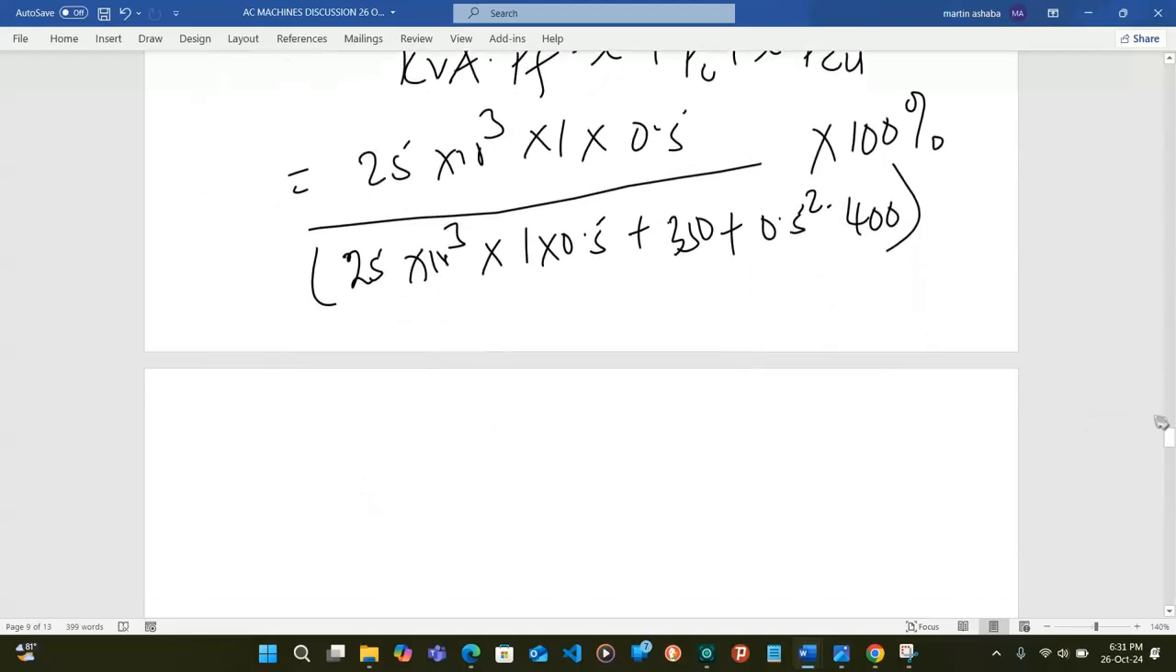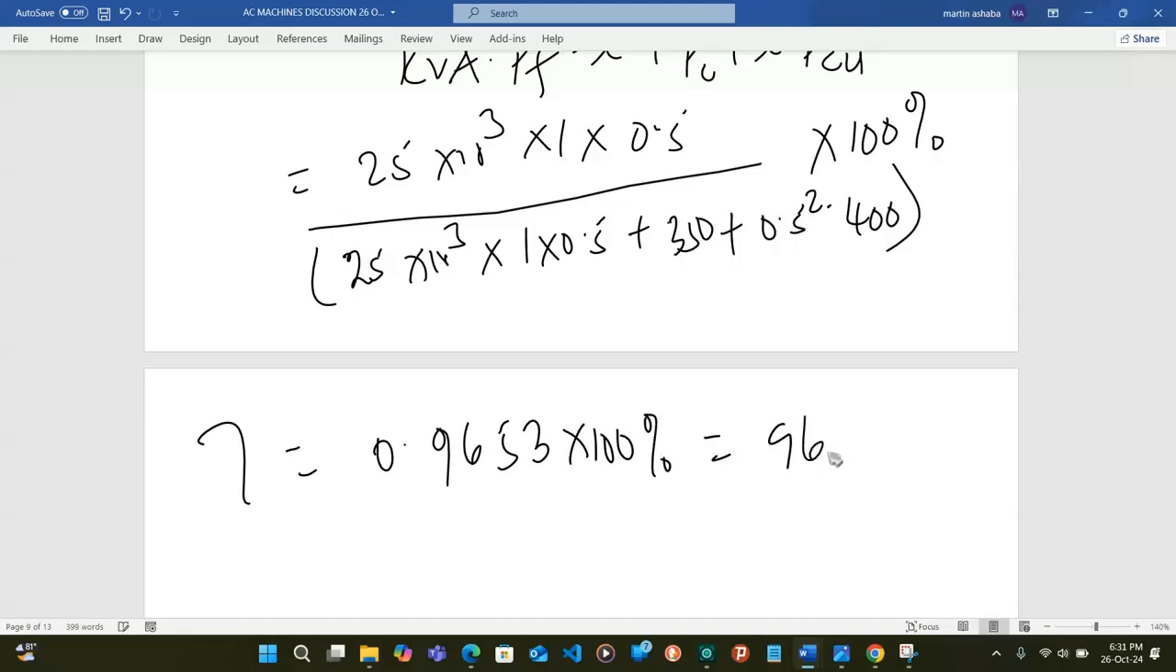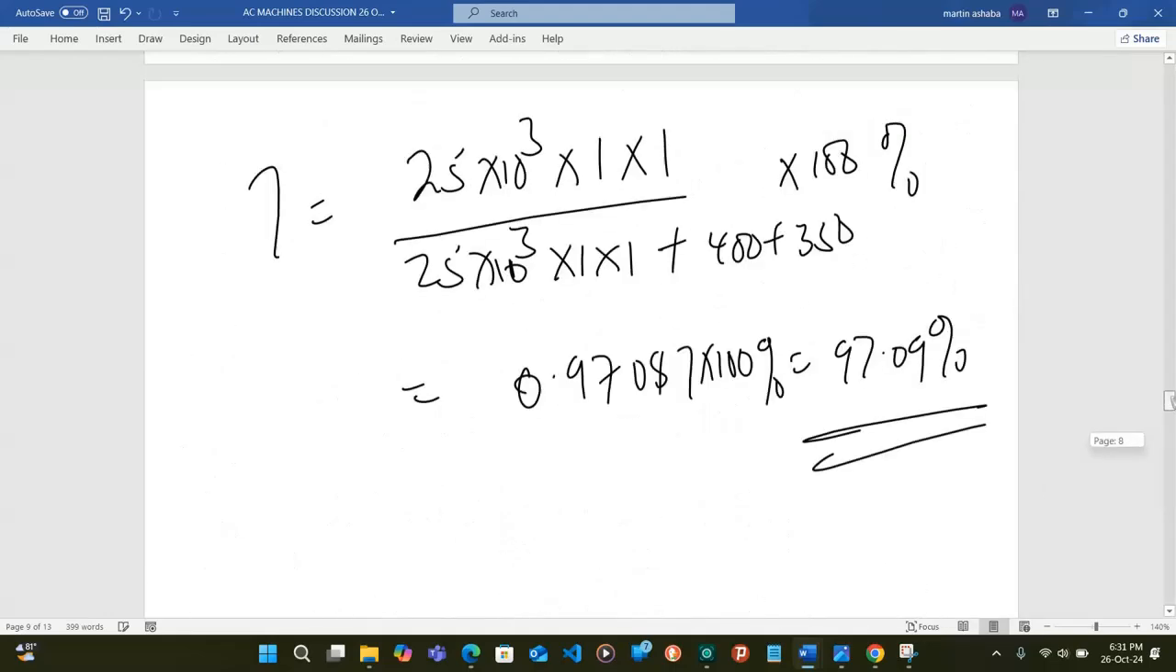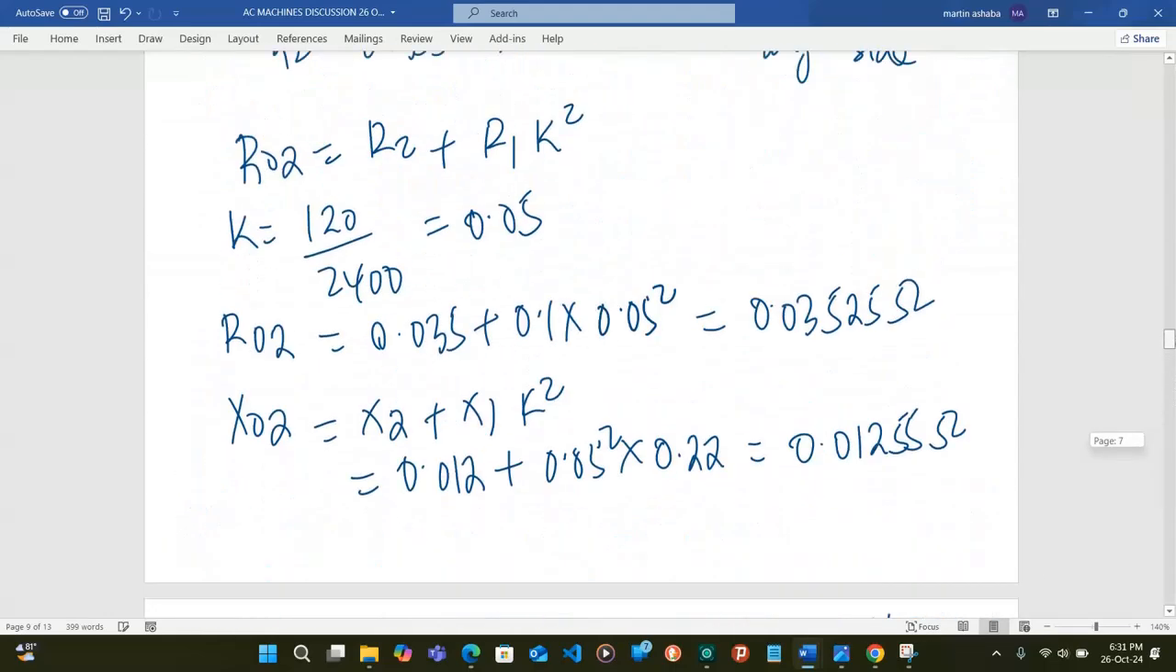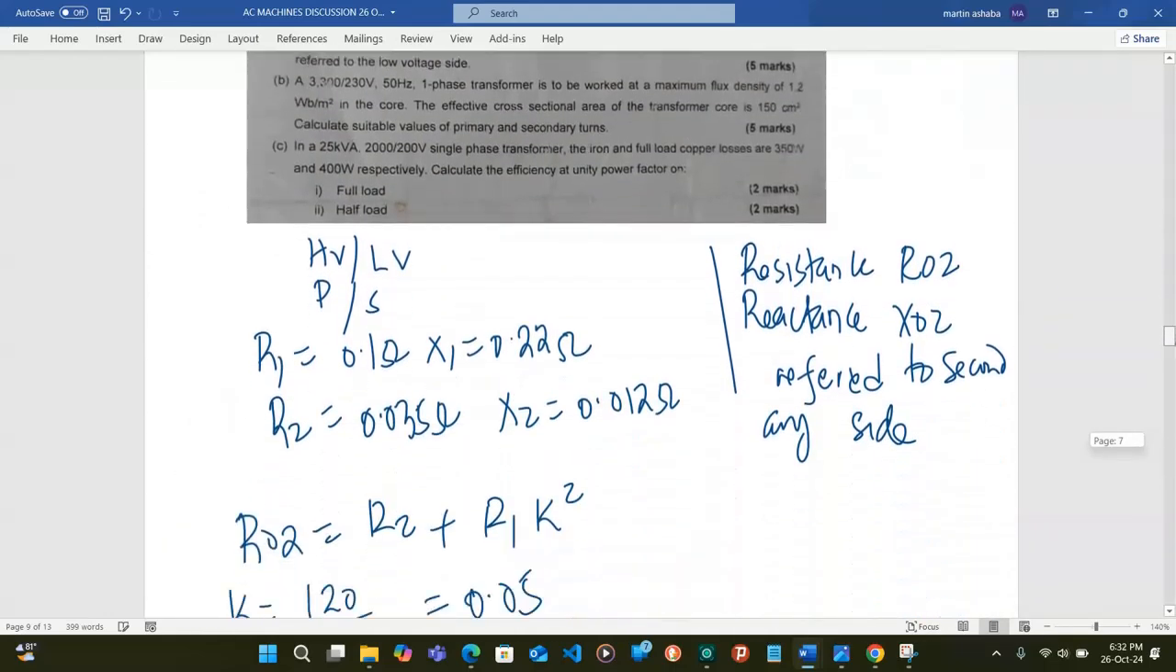When I evaluate this, efficiency becomes 0.9653 times 100%. This gives us 96.53%. So ladies and gentlemen, this is how we can attempt such numbers.